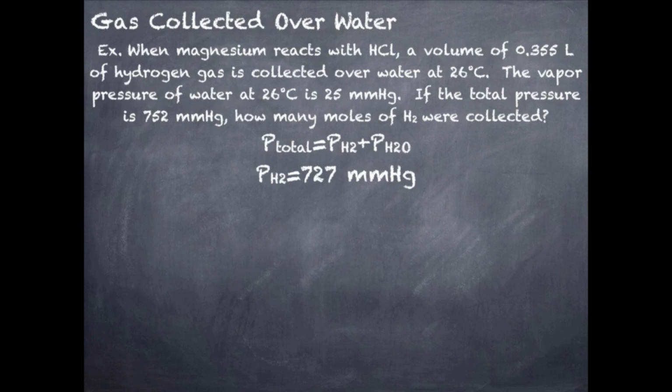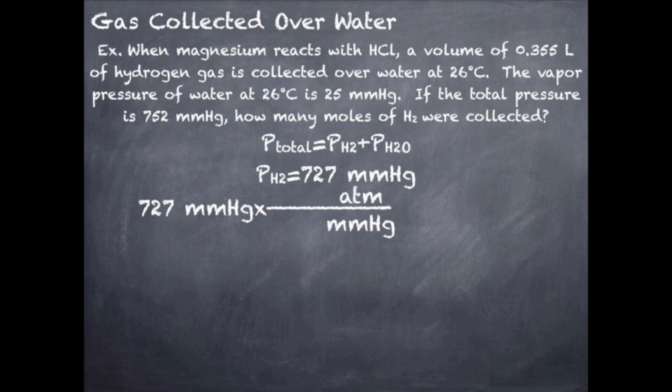Now, it's asking me how many moles of hydrogen gas were collected. Well, I have the partial pressure of hydrogen gas, or just the pressure of hydrogen gas. I have the volume. I have the temperature. I can use my ideal gas law. But in order to use my ideal gas law, I need to get out of millimeters of mercury and into atmospheres. So I'm going to put millimeters of mercury on bottom, atmospheres up top. 1 atmosphere is 760 millimeters of mercury. So I know that my partial pressure of hydrogen gas is 0.9566 atmospheres.